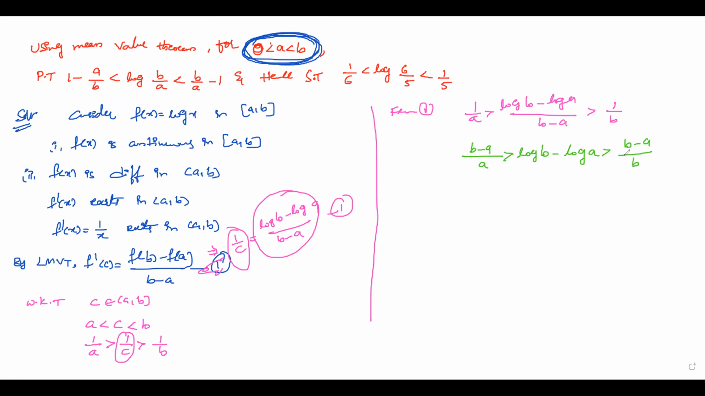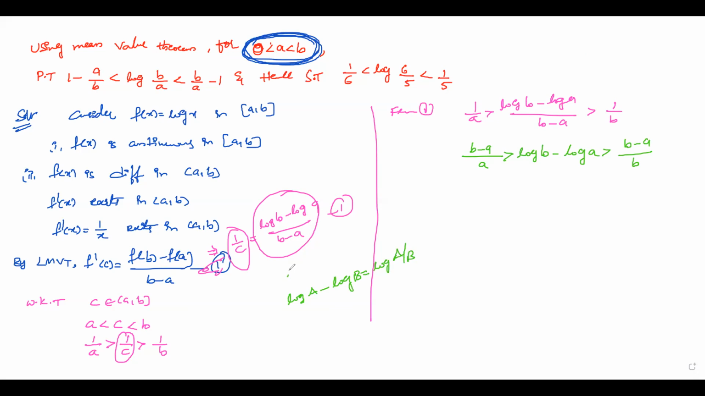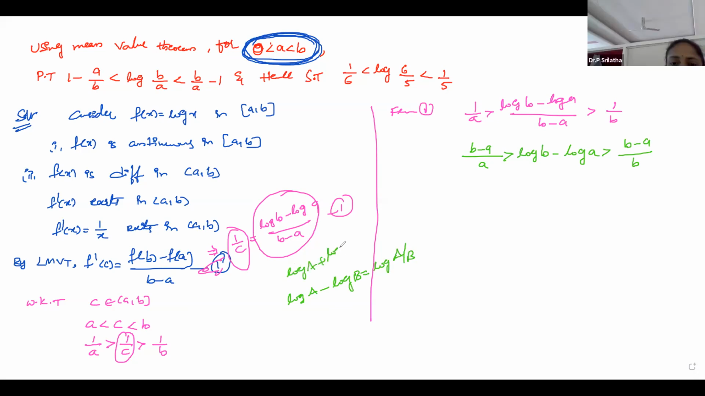Yes, ma'am. Okay. So next we know that one formula is there. Log a minus log b is equal to log a by b, and log a plus log b is nothing but log AB. So we need this formula, right? According to that formula, b minus a by a is greater than log of b by a. Log b minus log a is nothing but log of b by a, isn't it? So b minus a by b.